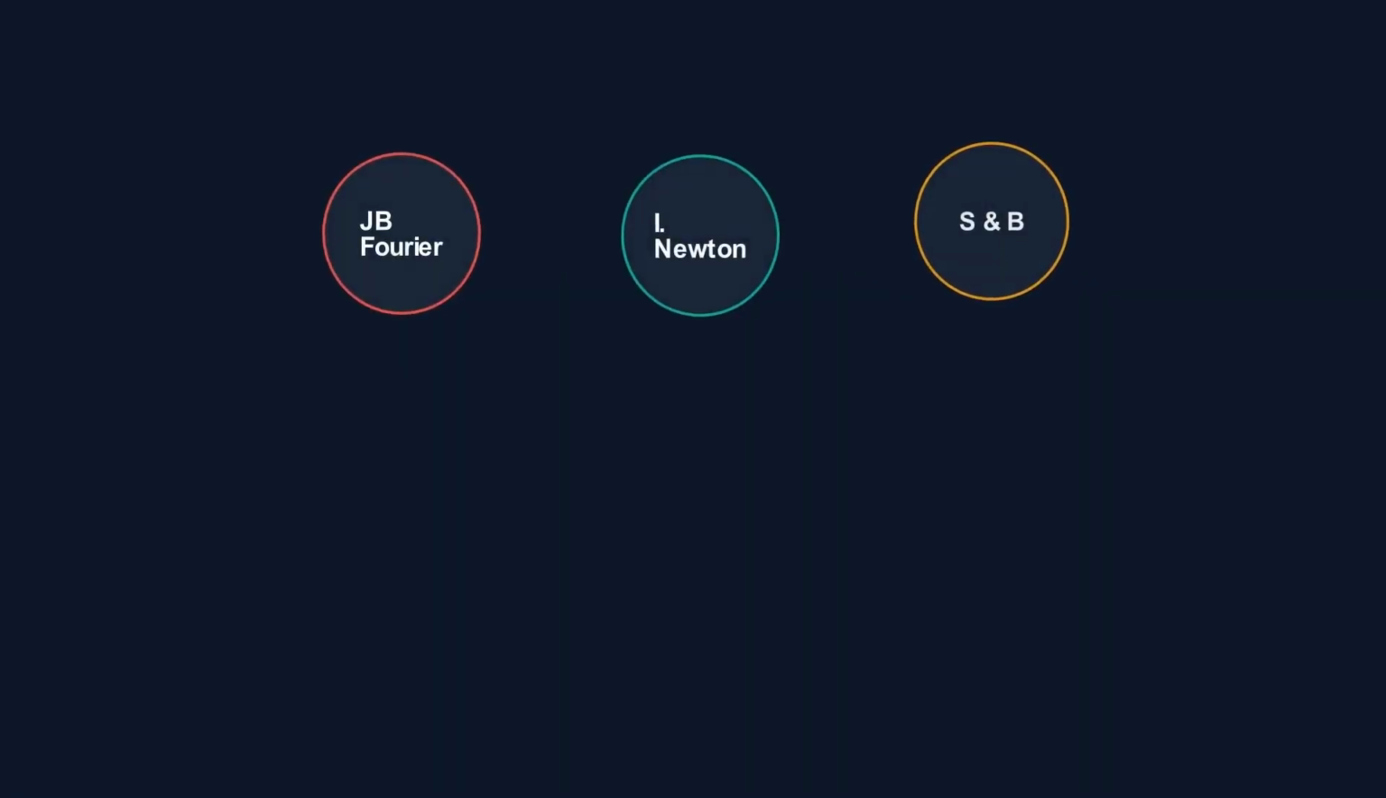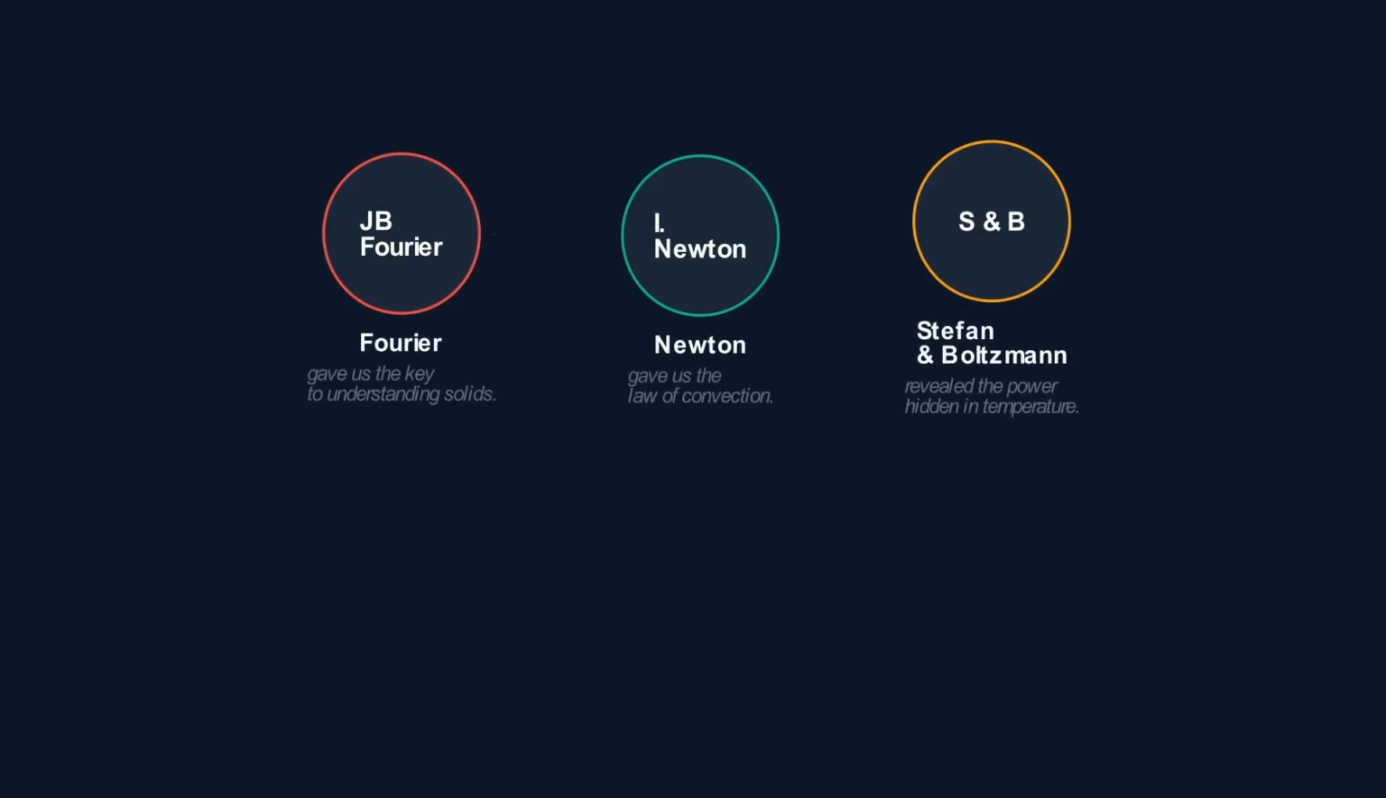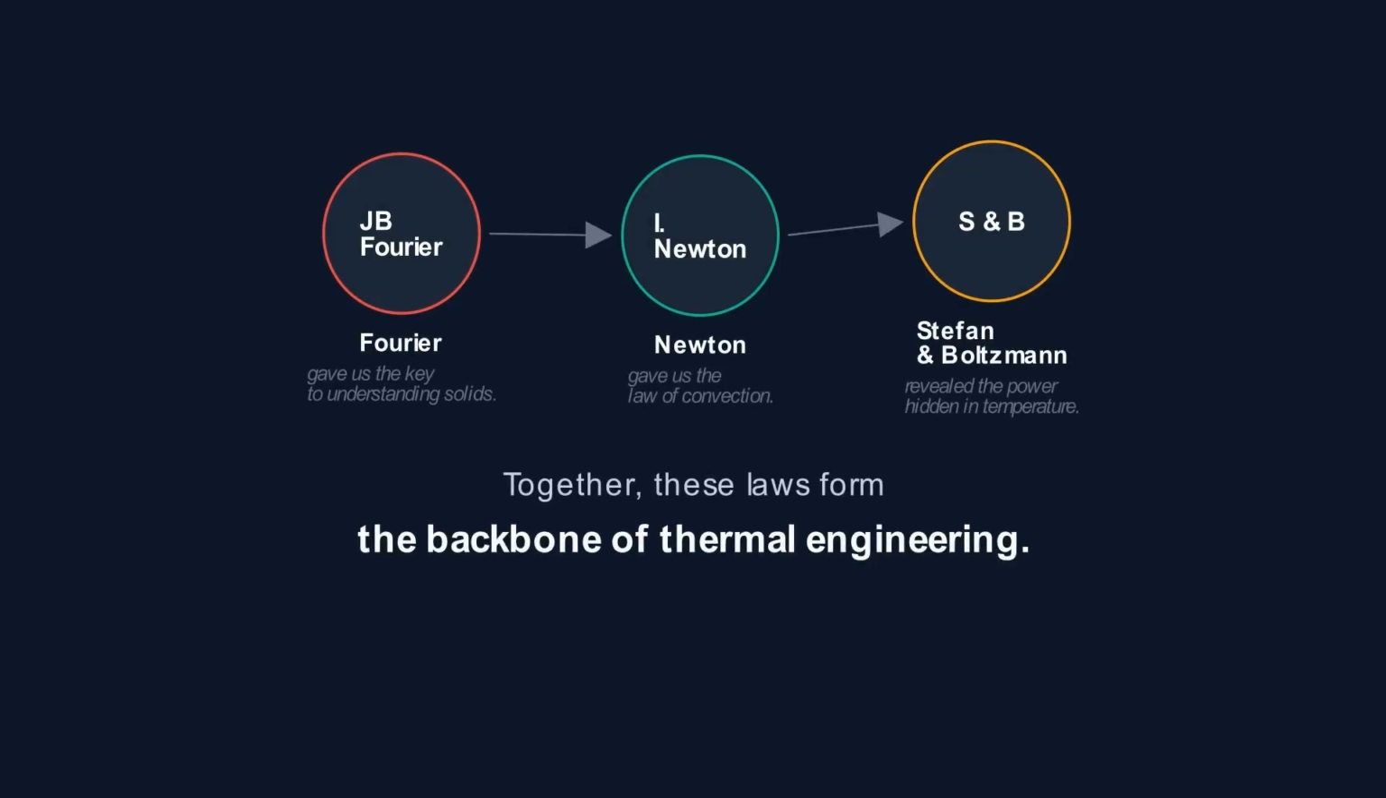Fourier gave us the key to understanding solids. Newton gave us the law of convection. Stefan and Boltzmann revealed the power hidden in temperature. Together, these laws form the backbone of thermal engineering.